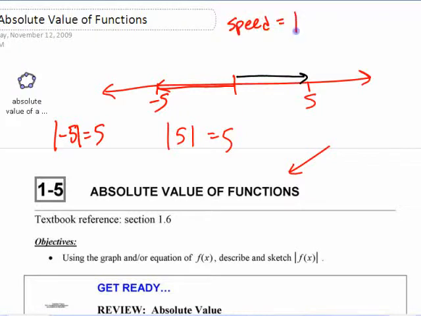Speed is the absolute value of velocity. That's kind of what you might be able to get your head around here. The speed is the absolute value of velocity. You know the difference between the two words, speed and velocity? Velocity has a direction to it.